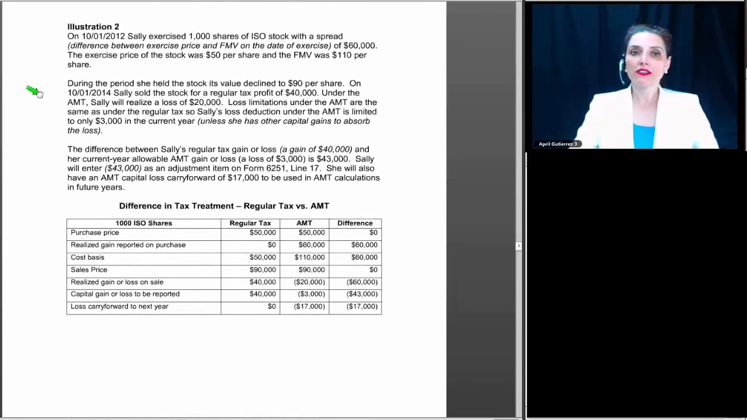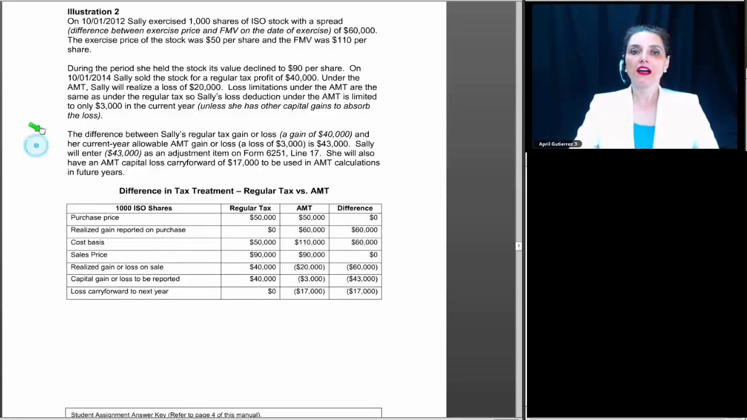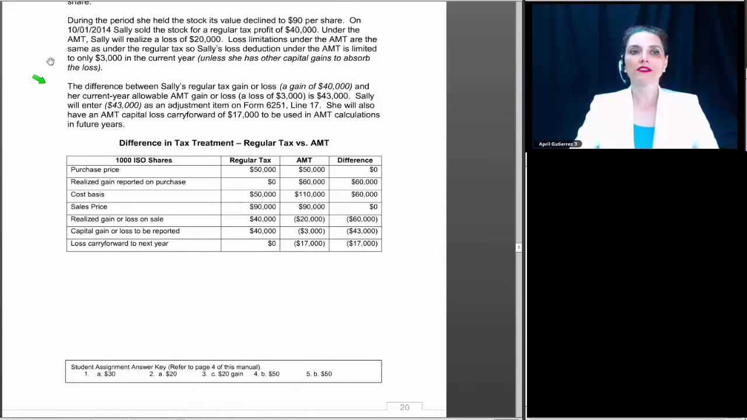Now, when she sold it, though, she sold it under the regular tax for a profit. She was still able to turn a profit under the regular tax, but under the AMT, she has a loss of $20,000. But the loss limitations under the AMT are the same as they are under the regular tax, so Sally's loss under the AMT is limited to only $3,000 in the current year, unless she has other capital gains to absorb the loss.